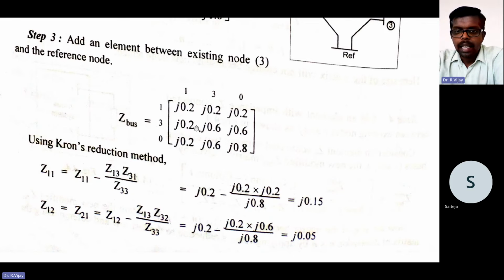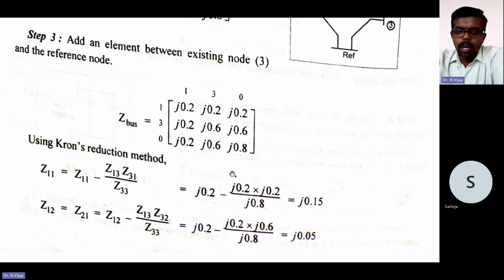What is Z33? Z33 is this. Z31 is this, Z13 is this, because all are the same, so you'll get the same values. Or otherwise, better you can go for the same thing, 1, 2, 3 like that also you can take. But where is Z13? Z13 is 0.2, because all are the same values, so wherever you take it will come the same.